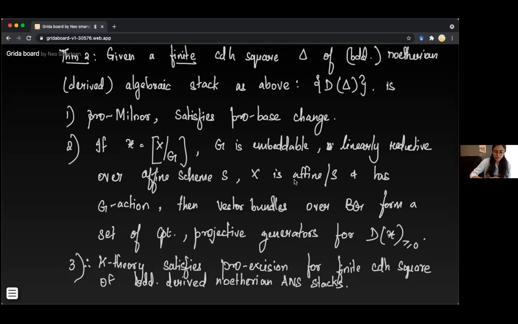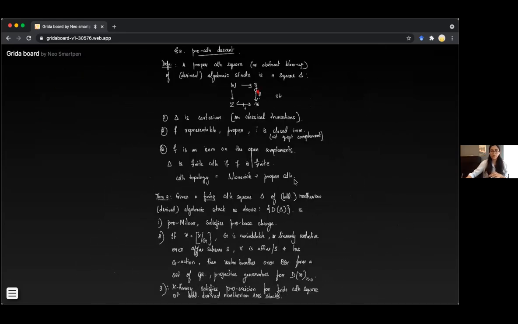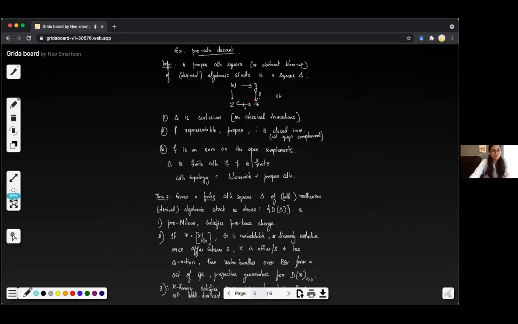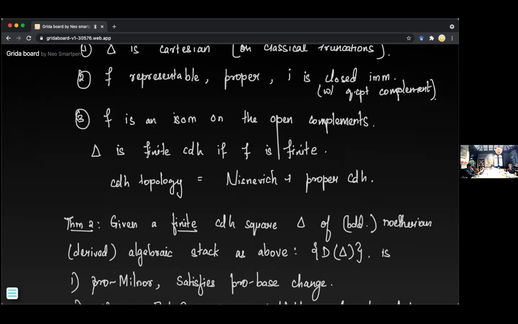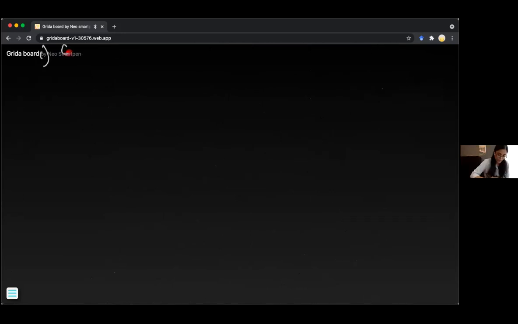Okay, and now to get the proper Cdh excision from this, first we prove the case where you don't have an arbitrary proper map, but in fact, this is given by some blow-up. So you have actually a square where Y to X is the blow-up along this closed subscheme. Okay, so the case of blow-up.